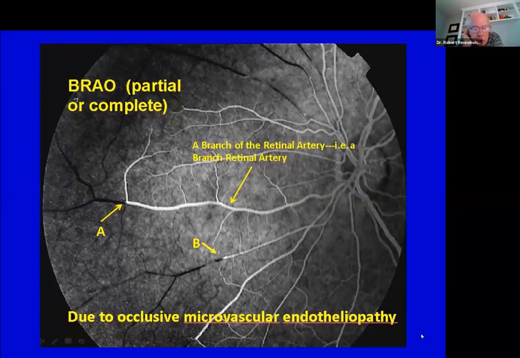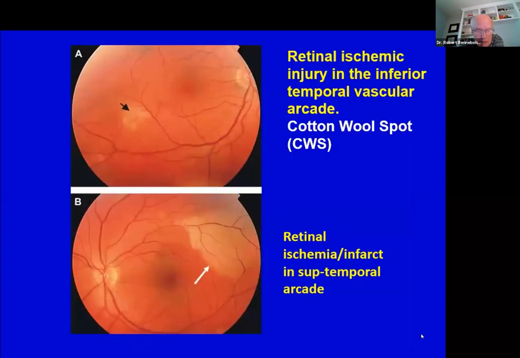In Susac syndrome, this same occlusive microvascular endotheliopathy occurs in the retina. This fluorescein angiogram demonstrates several typical branch retinal artery occlusions, BRAOs, at points A and B, for example. Just as occlusion of the microvasculature in the corpus callosum causes white ischemic snowball lesions on MRI, occlusion of the microvasculature in the retina causes ischemic cotton wool spots.